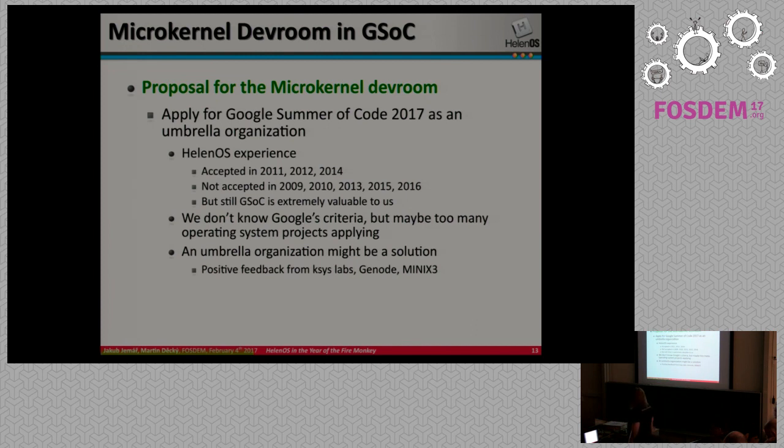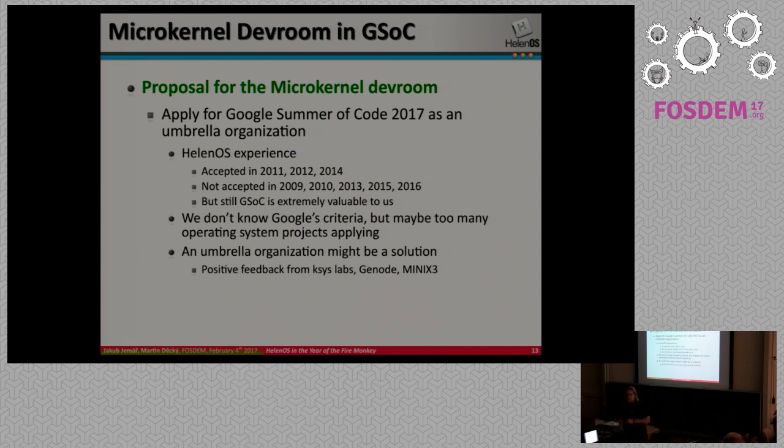Everybody knows that Google is not sharing its internal criteria for accepting projects into GSOC, so we don't know what the problem is for them. But we have a hypothesis that there are simply too many operating system projects in general applying for GSOC. There's Linux, FreeBSD, NetBSD, OpenBSD, Illumos, and probably they don't quite distinguish between monolithic systems and microkernel systems. So I really believe we should at least try, even if we don't succeed, an umbrella organization for all microkernel systems. It might help in this way.